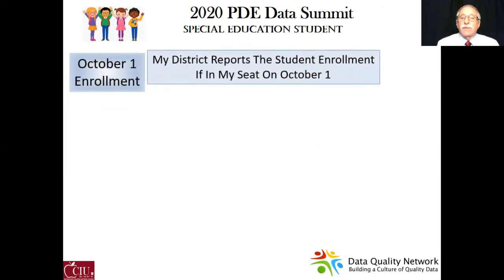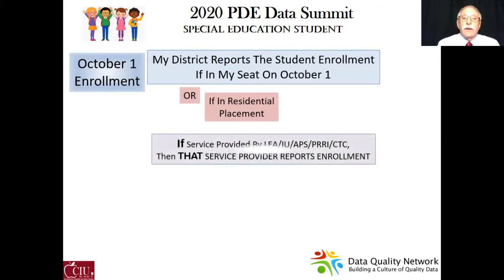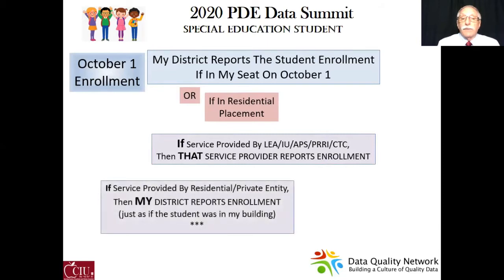Well, let's look at October 1 enrollment for special ed students. My district reports that October 1 enrollment if the child is in my seat on October 1. Now, what about if the child is in residential placement? If the service is provided by an IU, another LEA, an APS, anybody that reports to PIMS, then that service provider reports the enrollment. So if the service is provided by someone who doesn't report to PIMS, then my district reports that enrollment just as if the student was in my building.